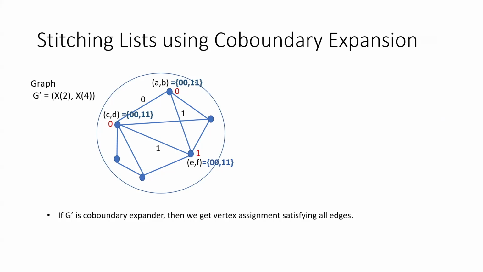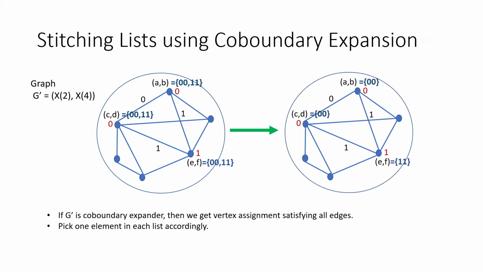Okay, so then you can just pick one element in each list accordingly. So first you get this vertex assignment, let's say 0, 0, 1 to the vertices. So 0 tells you that you should pick the first element, and 1 tells you should pick the second element. So you'll just say that you should assign 0, 0 to AB, 0, 0 to CD, and 1, 1 to EF.